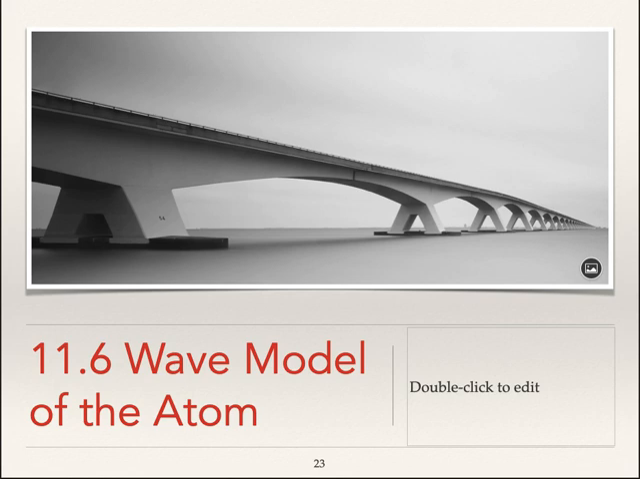Hey guys, welcome back. In this video, we're going to take a look at 11.6, the wave model of the atom. It's going to get a bit strange. Let's think about what we've done with our atomic models. We started way back with John Dalton, and then we moved to J.J. Thomson and the cookie dough model, and then we moved forward in time to Ernest Rutherford and the gold foil or the nuclear model. Then we move forward in time to Niels Bohr and the planetary model, and now we're up to something called the wave model of the atom.